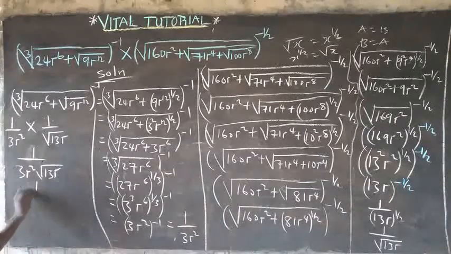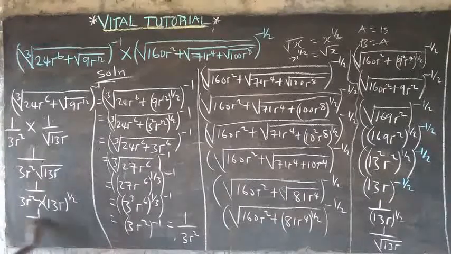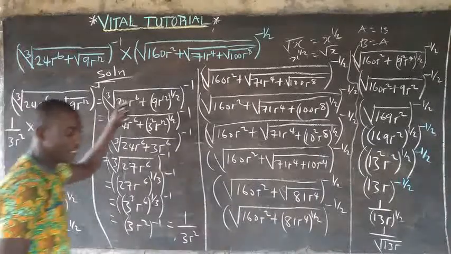This is the same thing as 1 all over 3r square multiplied by 13r, everything raised to the power of 1 all over 2. I hope you understand this. So this is 1 all over 3r square multiplied by 13 raised to the power 1 all over 2, and r to the power of 1 all over 2. So as you can see, we can apply the rule of indices here. So I would like to clean this part.